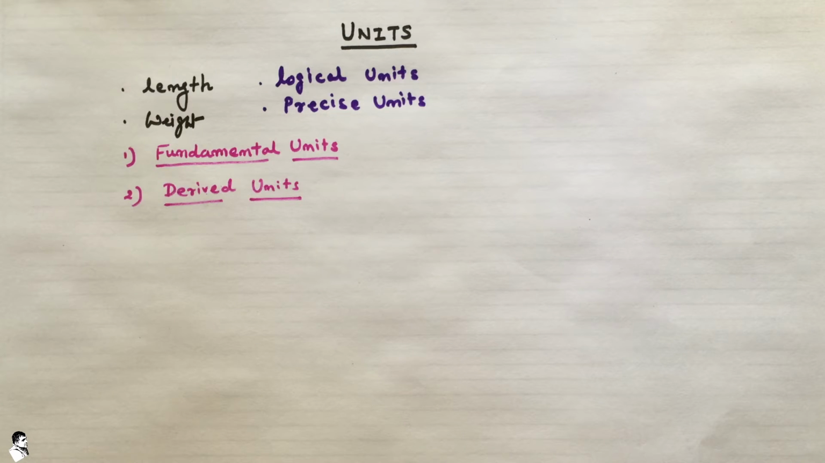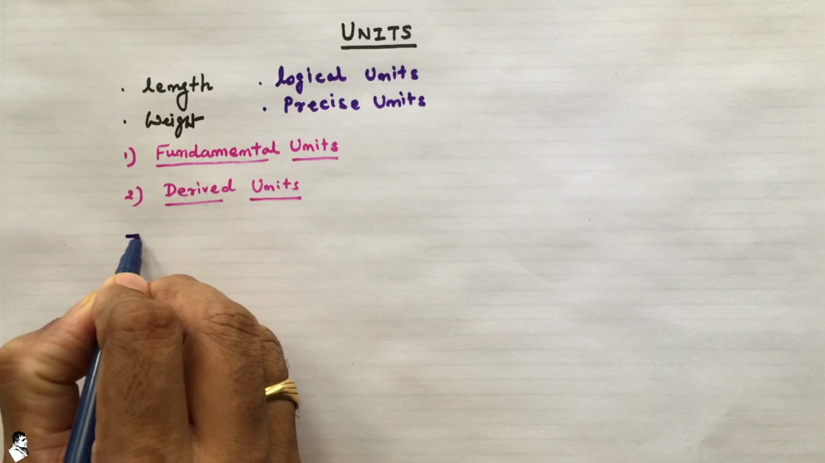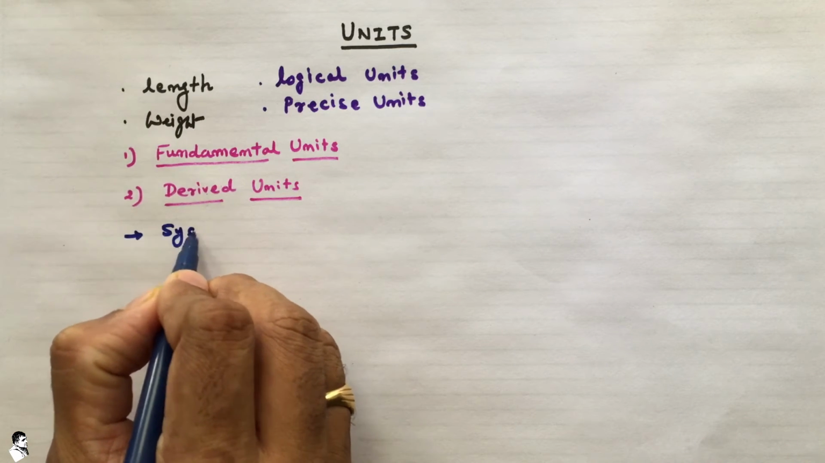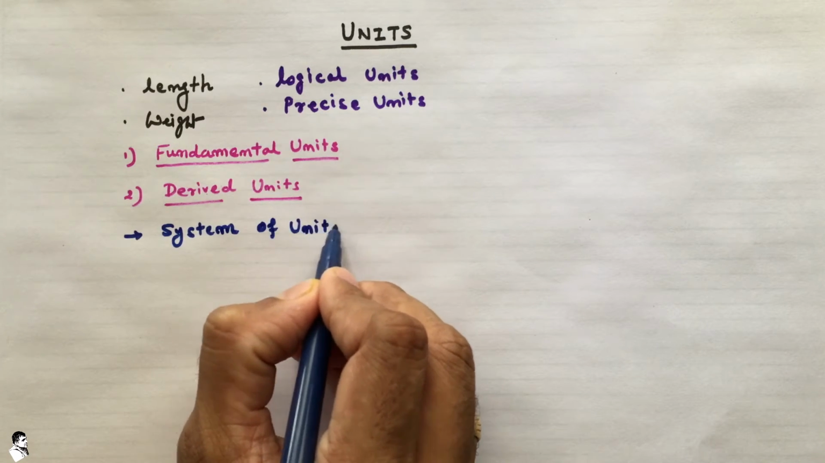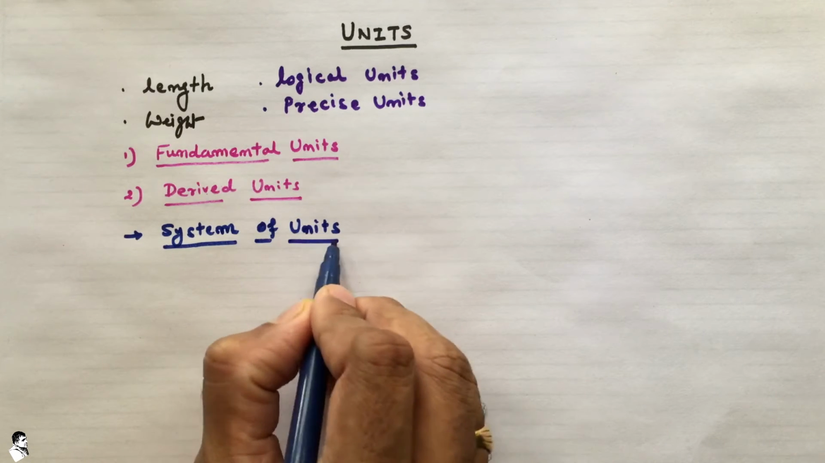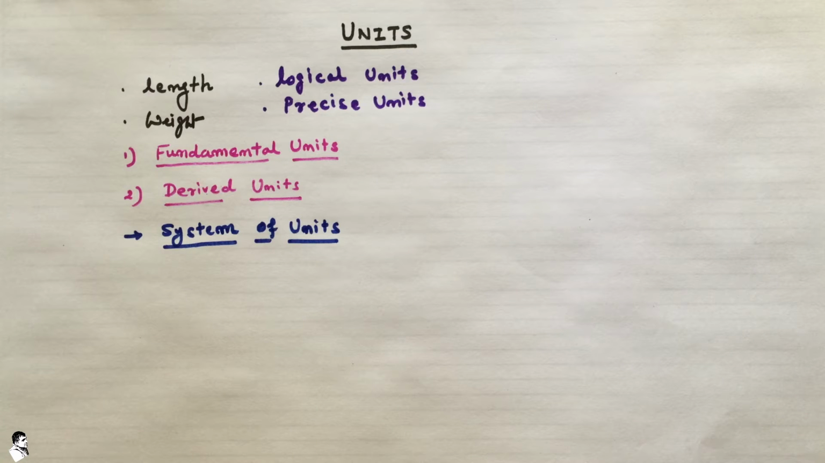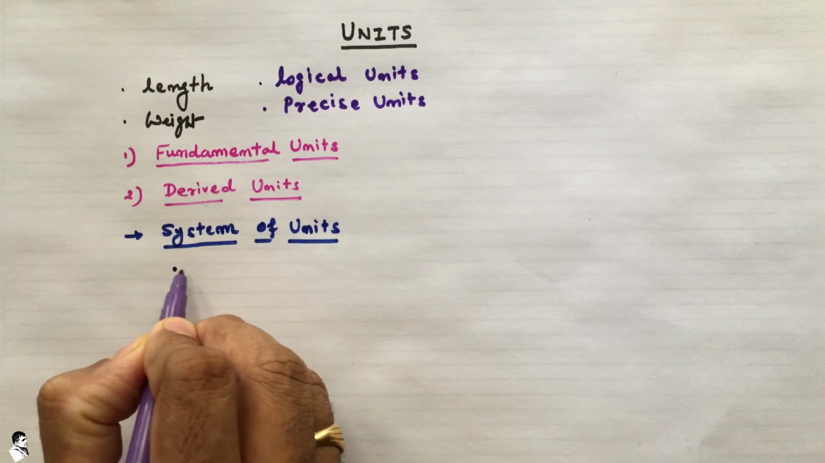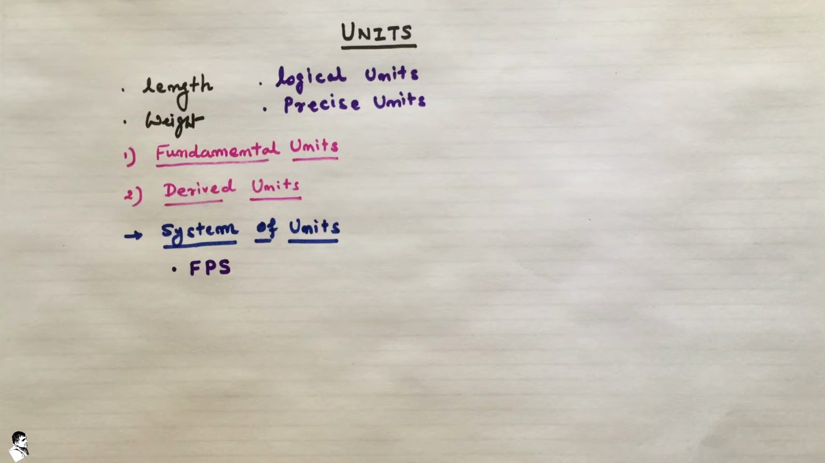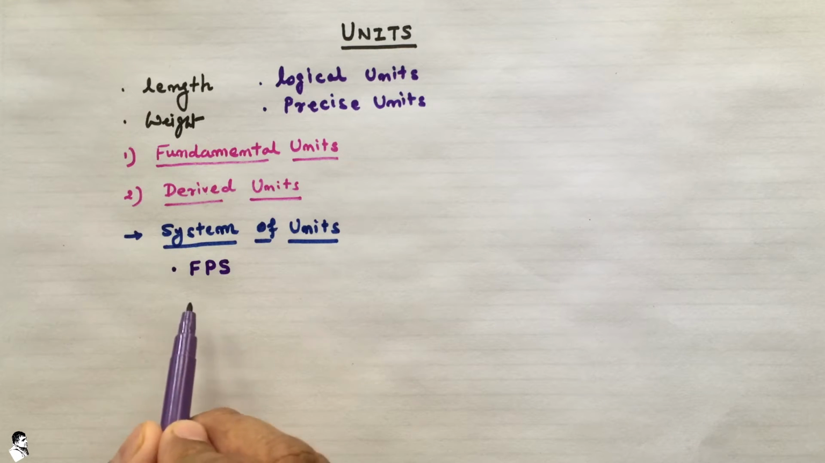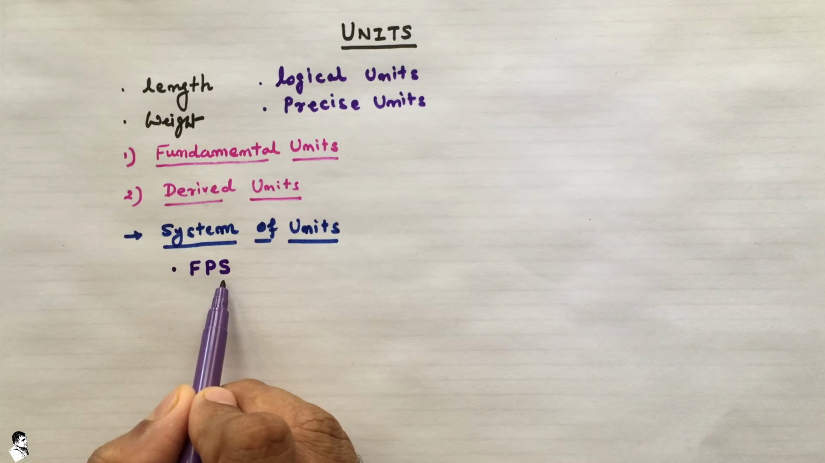Now if we talk about system of units, we have basically four types of systems available up till now. So we discuss one by one. First we take the FPS unit system. In this system the fundamental units of length, mass and time are foot, pound and second.